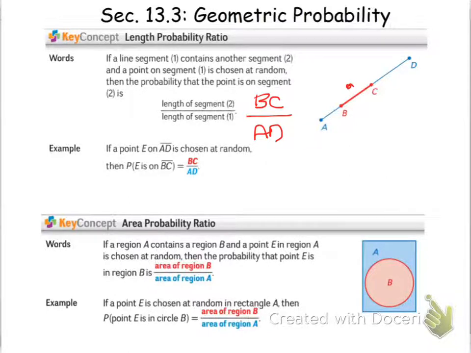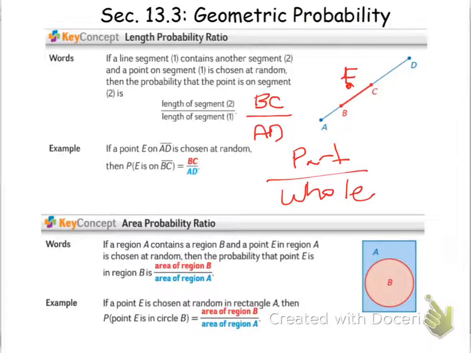So same thing with this example. So if point E on AD is chosen at random, and E is on BC, so this is just the same thing. So if that point is E and it's on BC somewhere, the probability of that being chosen would be BC over the whole thing AD. The area, so if you want to kind of think about this, a way that might help you, this will help you with the next thing too, is that if you think about the part that you want, and if you divide it over the whole, then that can kind of help you set it up.